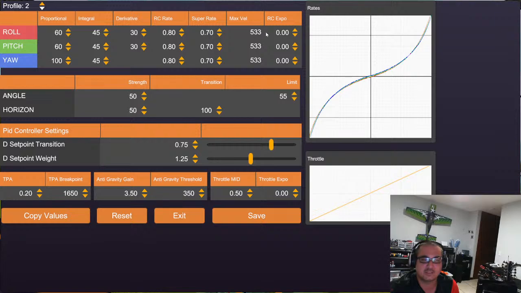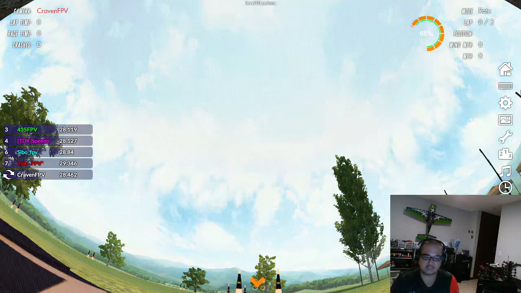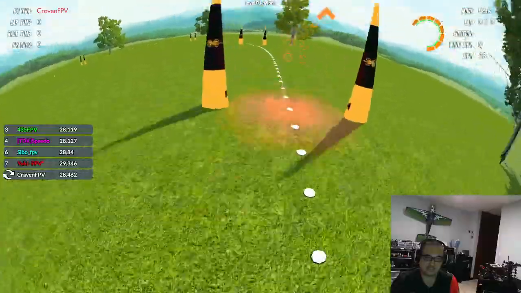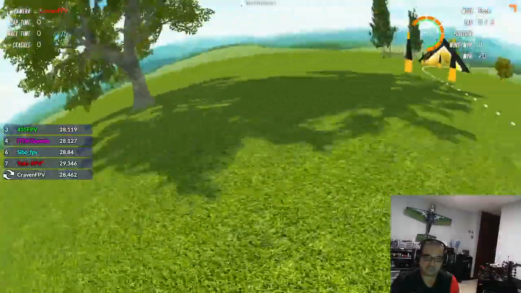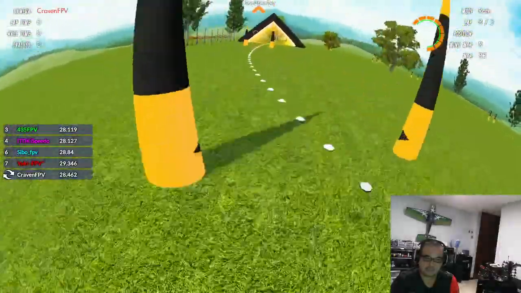I don't know if you guys know, but that's named after these rates. He actually flies a pretty low RC rate and a high super rate, so it's a pretty aggressive curve, okay? But anyway, like I was saying, it's about staying right in that, okay?